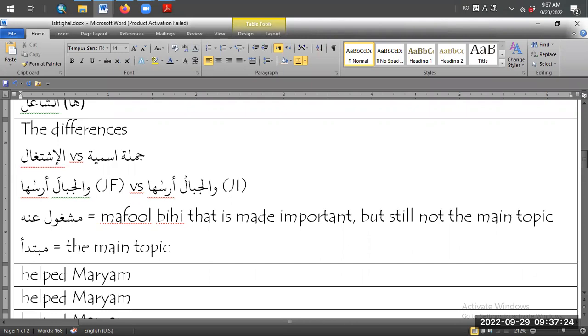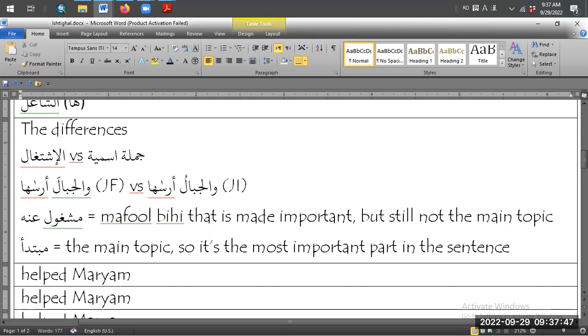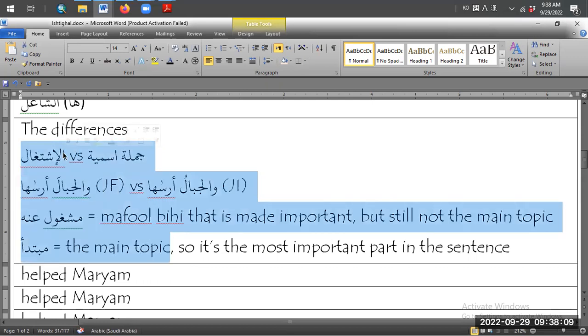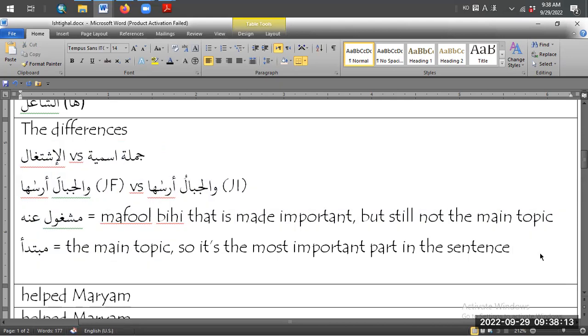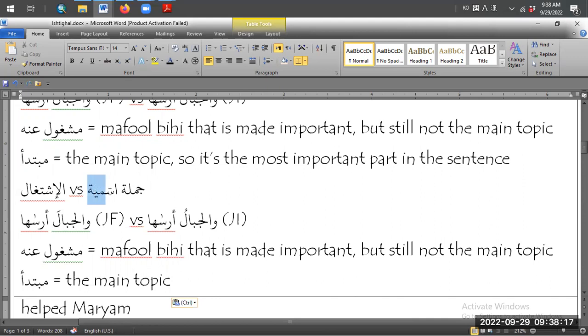But mubtada is the main topic, so it is the most important part in the sentence. The second difference is between ishtighal and jumla, sorry.